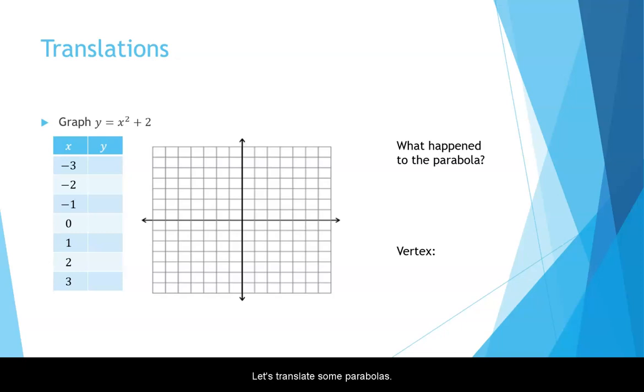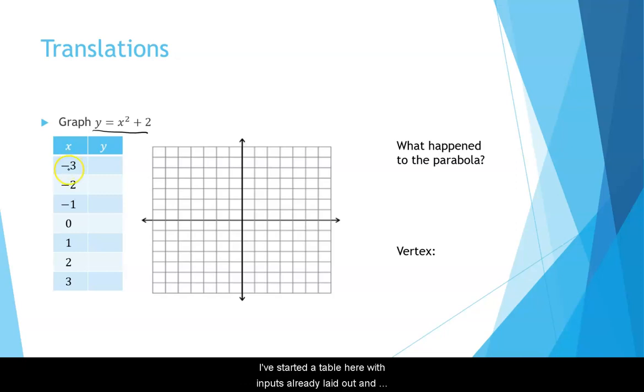Let's translate some parabolas. I noticed some things in y equals x squared plus 2. The first thing I notice is that our a value is 1. So the a value is the number that may or may not be multiplied by x squared. In the case of just having an x squared, that's the same thing as 1 times x squared. Okay, but then we have this plus 2. So let's see how that changes things.